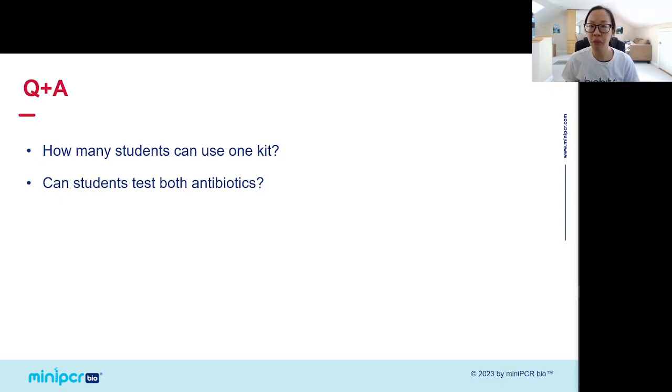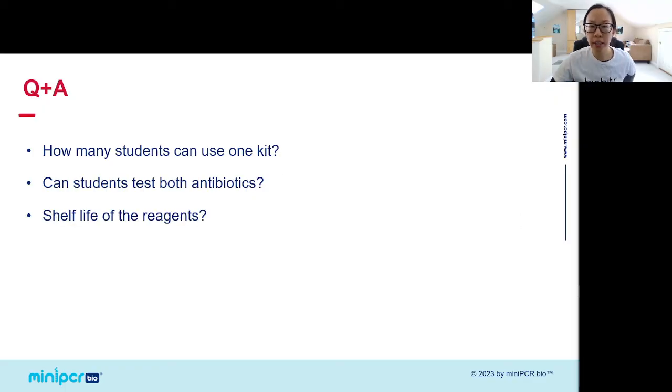So if you have 4 or fewer lab groups, like I said, all the kits have enough reagents for 8 lab groups. But if your classroom is only 4 lab groups or less, or you double up on the amount of kits, then yes, you could have each lab group test 2 sets of BioBits, 1 set for each of the antibiotics. That is possible, and that's outlined in the curriculum as well.